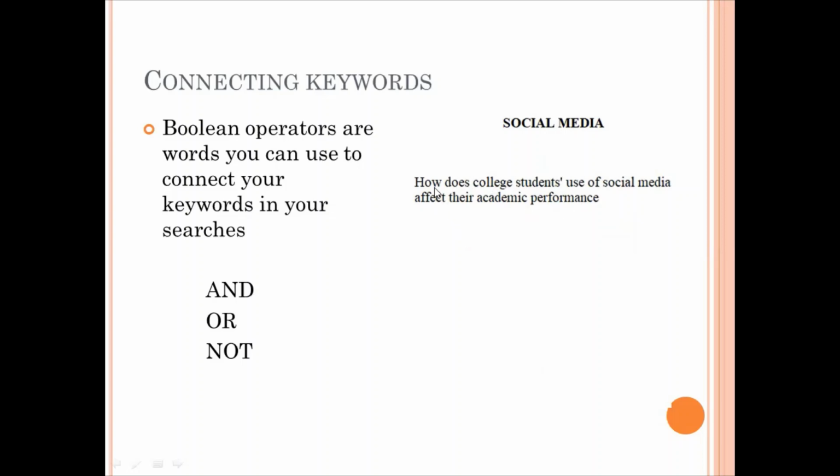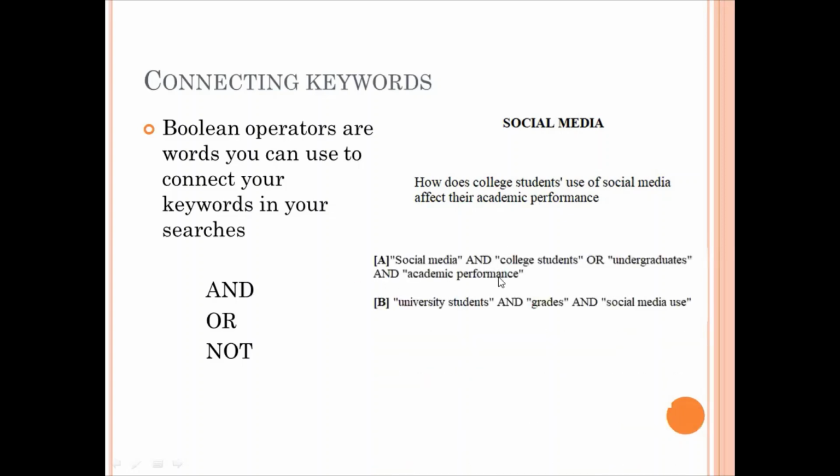But please take note, affect again. We want to know what these two, college students and social media, how they affect academic performance. So I came up with two search phrases that you can type on Google, and I explained both of them for us. I said, now, they are saying that social media, which is this, and college students, which is this, you want to know what is relating them.